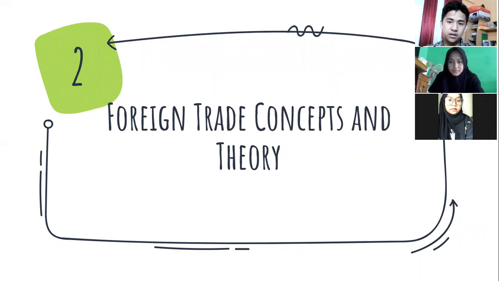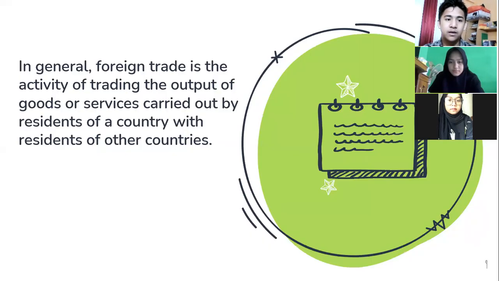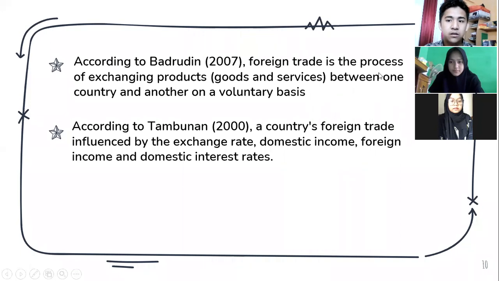Next is foreign trade concept and theory. In general, foreign trade is the activity of trading the output of goods or services carried out by residents of a country with residents of other countries. According to Bakrudin, foreign trade is the process of exchanging products, goods, and services between one country and another on a voluntary basis. And according to Tambunan, a country's foreign trade is influenced by exchange rate, domestic income, foreign income, and domestic interest rate.